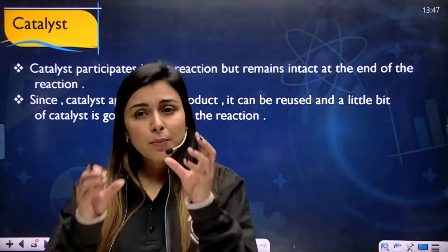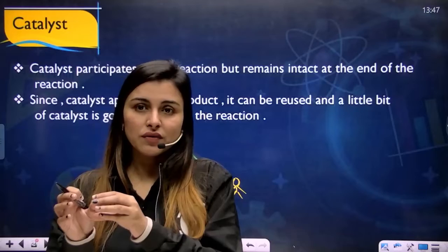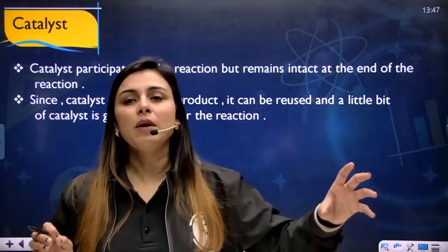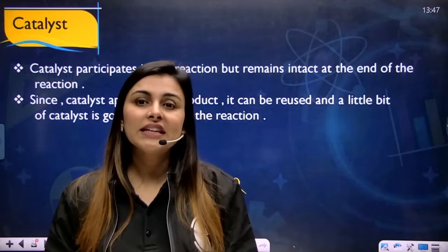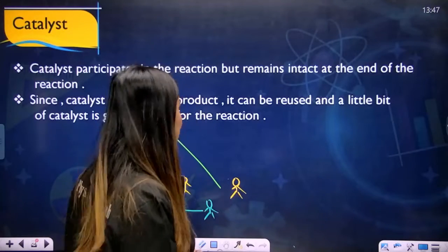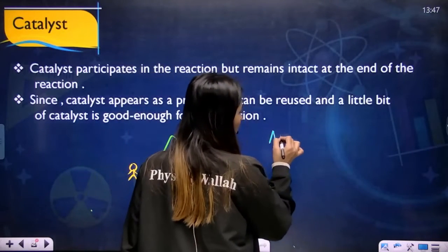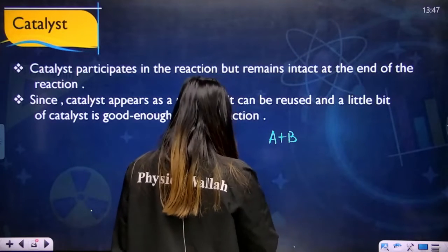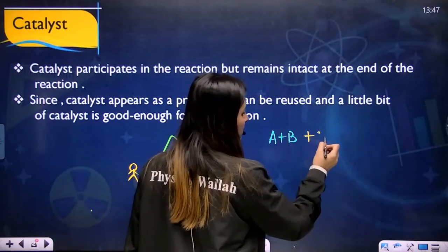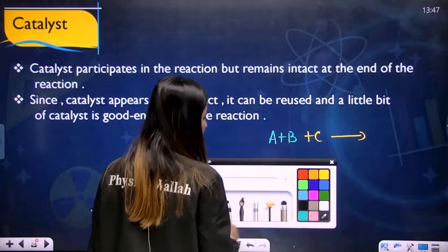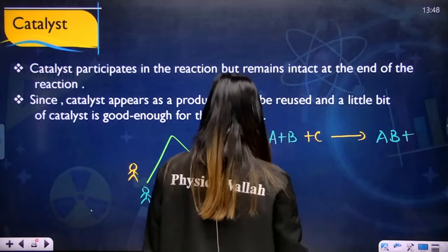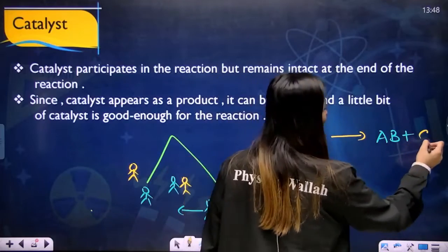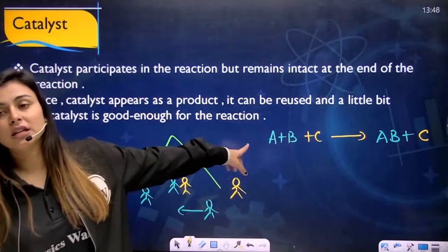If you have a particular amount of catalyst at the start of the reaction, you'll have the same amount of catalyst at the end of the reaction. It will not be present in your products. This means that, let's say you have a reaction A plus B, and you take a catalyst C. This catalyst will help you perform the reaction and you will get your AB product. But my dear students, your catalyst C will not be present in the products.